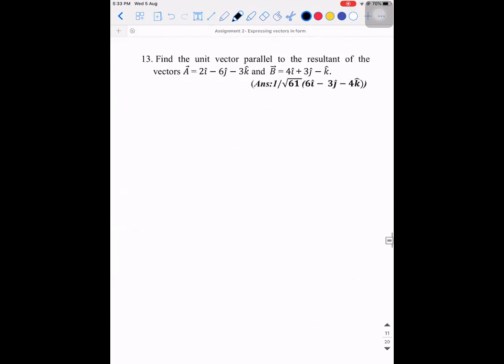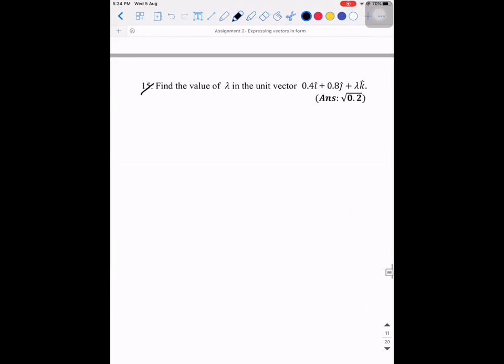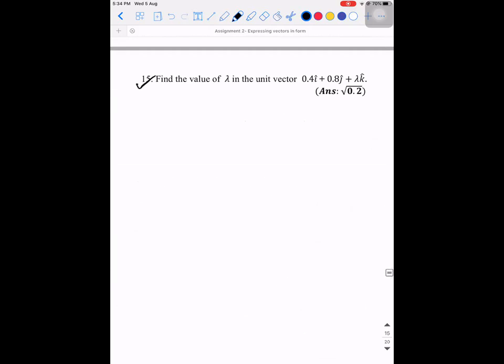And moving on to the next one. Find the value of lambda in the unit vector 0.4 i cap plus 0.8 j cap plus lambda k cap. Since they have told this is a unit vector, what is the magnitude of A vector? It is 1 because it's a unit vector.